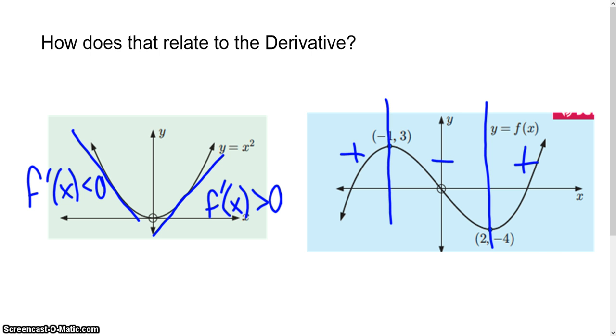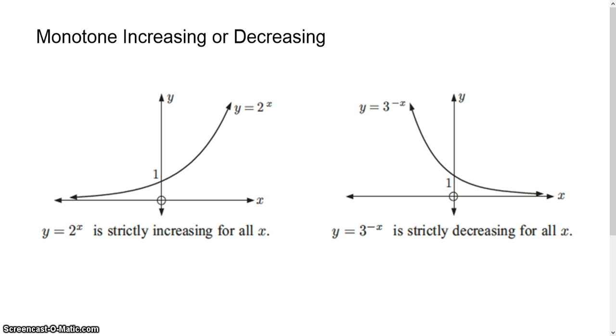Now some functions increase all the time or decrease all the time. We would call these monotone, increasing or decreasing. Monotone, like someone who has a monotone voice, it's the same all the time. So likewise with our functions here, if it is increasing all the way from negative infinity to positive infinity, we would say it's monotone increasing, like this function y equals 2 to the x.